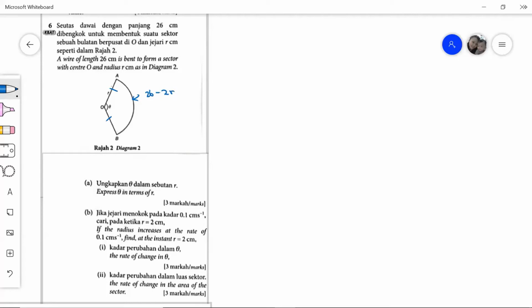So we have to express theta in terms of r. So we use the circular measure, all right? Relate the arc length with the r. So S equals r theta. So S is 26 minus 2r equals r theta. So to make theta the subject, we divide both sides with r. So we have 26 minus 2r over r. We can leave this as our answer, or we write like this, 26 over r minus 2. Okay, that is A. Next, B.